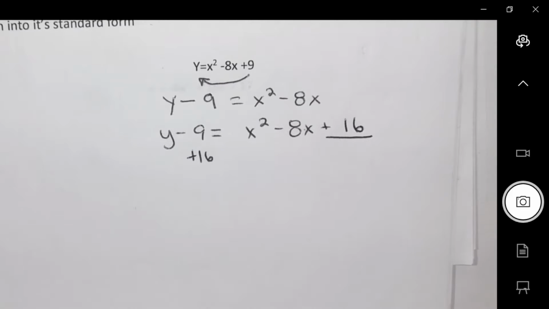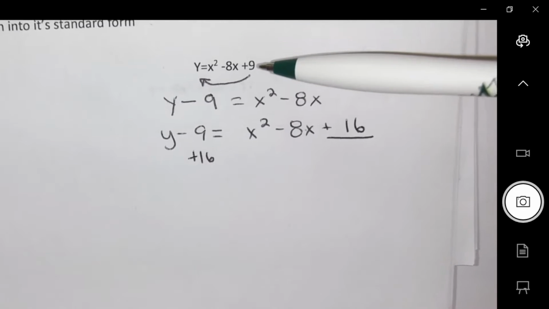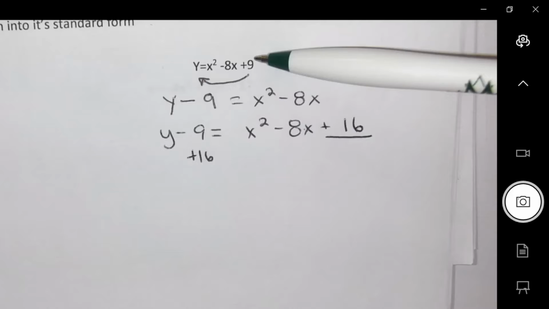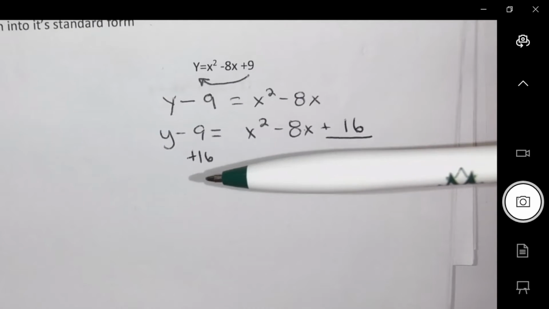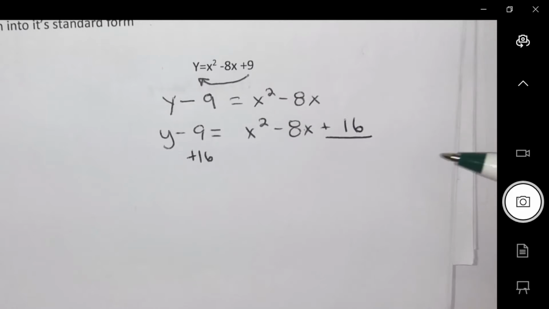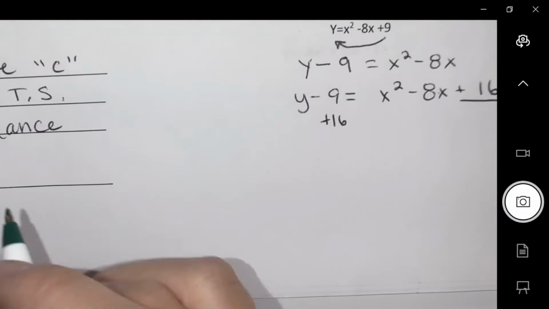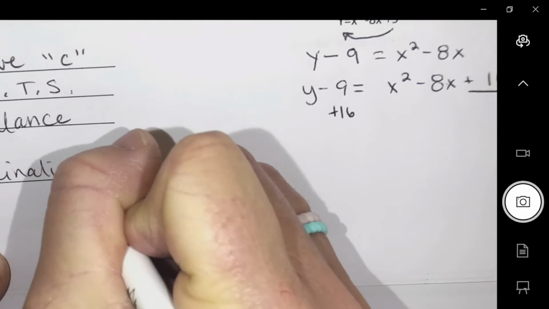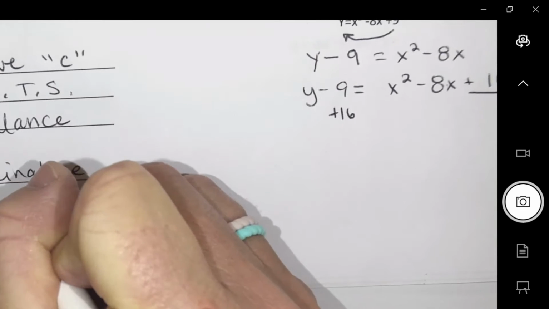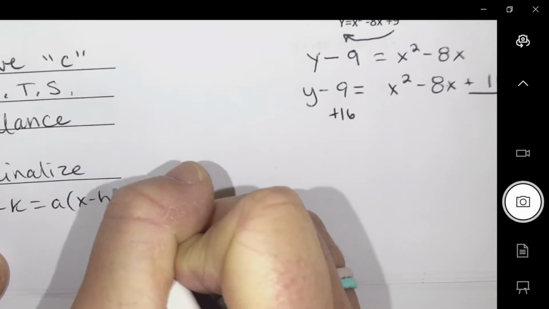Okay? Don't get confused with algebra. This was a +9, so to get rid of it, I subtracted 9, right? That's an opposite operation. But this process is balancing a teeter-totter. So a teeter-totter, you need to do the exact same thing to keep it equal. Okay, step 4 is finalize. So we want it to look like that form on our paper.